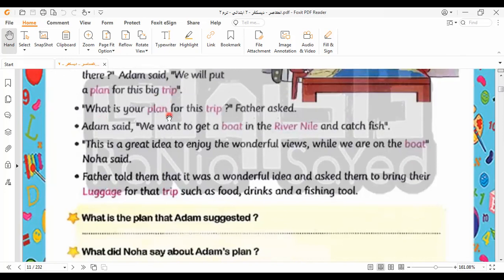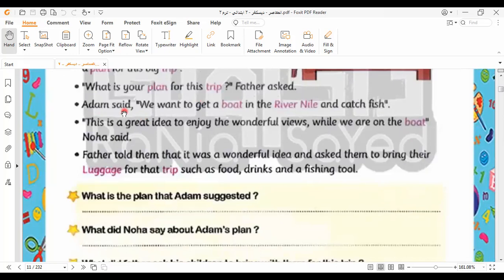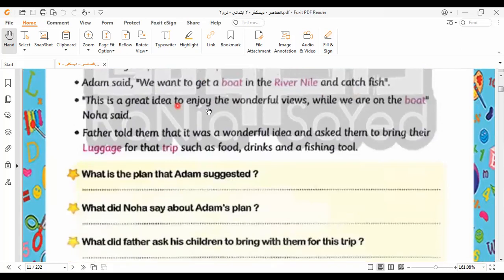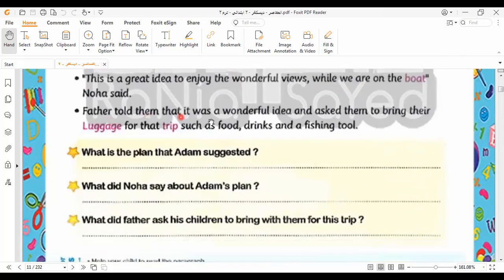"What is your plan for this trip?" Father asked. Adam said, "We want to get a boat in the river Nile and catch fish. This is a great idea to enjoy the wonderful views while we are on the boat." Father told them that it was a wonderful idea and asked them to bring their luggage for the trip, such as food, drinks, and fishing tools.